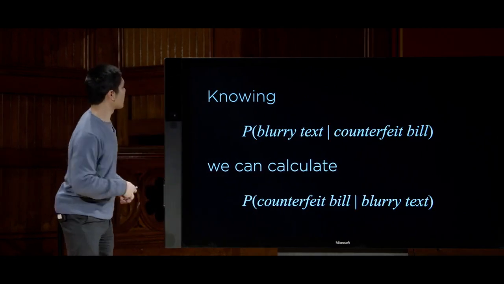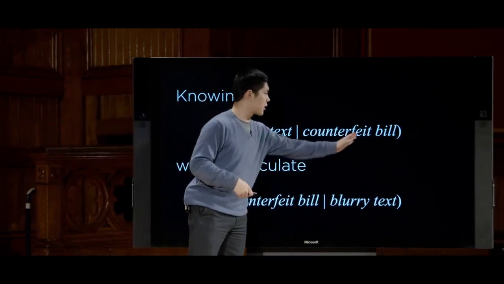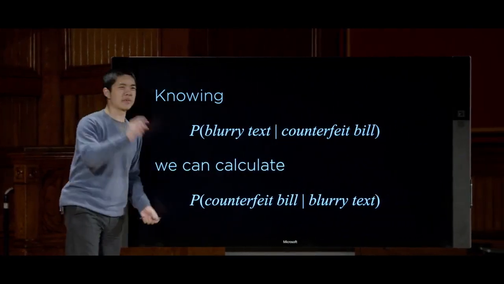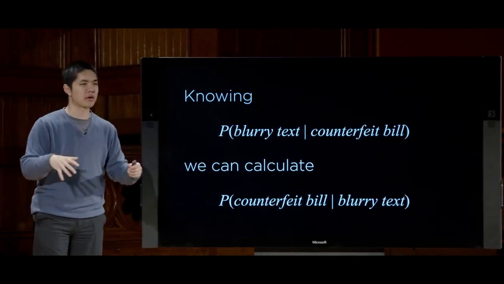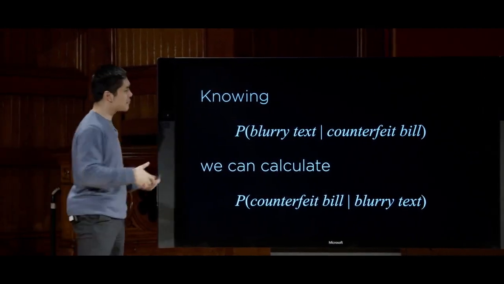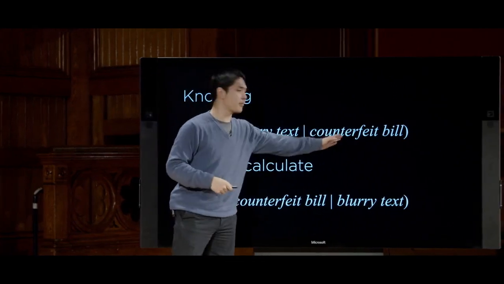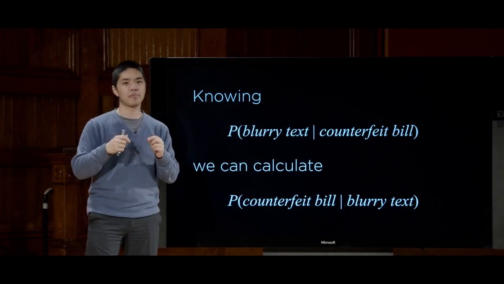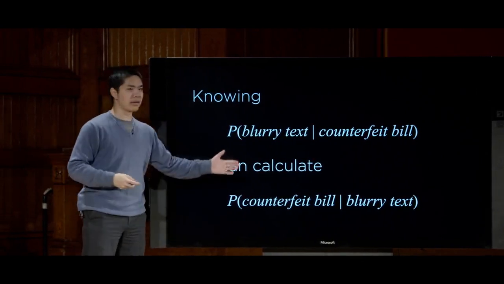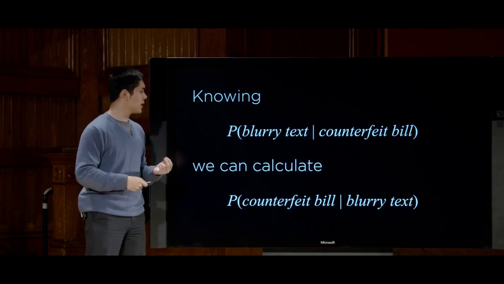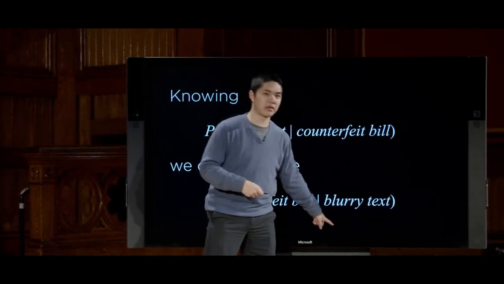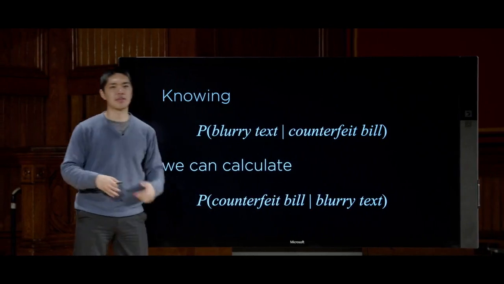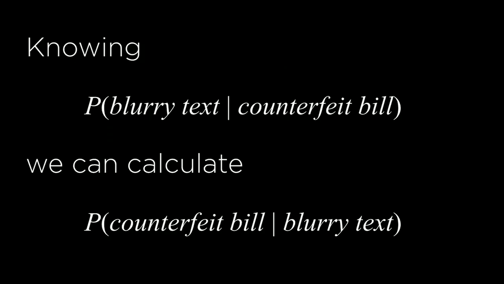Or I might want to know, for example, if I know some probability of counterfeit bills have blurry text around the edges, because counterfeit printers aren't nearly as good at printing text precisely. So I have some information about, given that something is a counterfeit bill, X% of counterfeit bills have blurry text, for example. And using that information, I can calculate some piece of information that I might want to know, like given that I know there's blurry text on a bill, what is the probability that that bill is counterfeit? So given one conditional probability, I can calculate the other conditional probability as well.